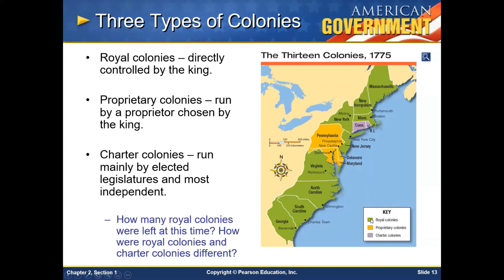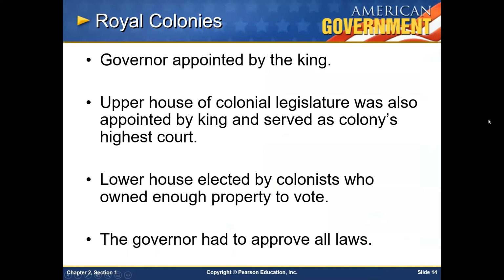So you've got the royal colonies in green, the proprietary colonies in yellow or gold, and then the charter colonies in purple. And you can see which one there are more of. And this was as of 1775, when these colonies existed, and hopefully that date, 1776, or that year, sticks up in your head just a little bit, and we'll talk more about those events soon.